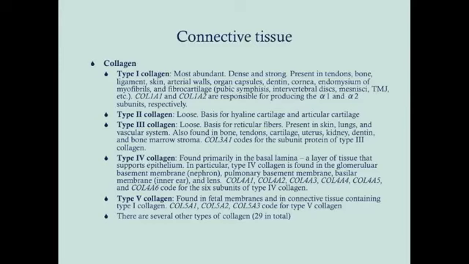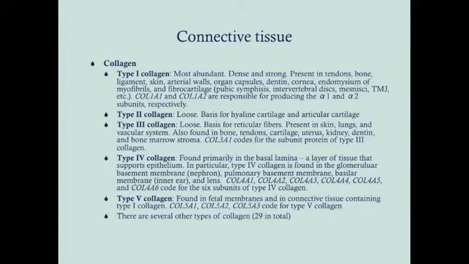This is present in the skin, lungs, and vascular system. It's also seen in bone, tendons, cartilage, uterus, kidney, dentin, and bone marrow stroma. And then there's a gene called collagen 3A1, COL3A1, which codes for the subunit protein of type 3 collagen.